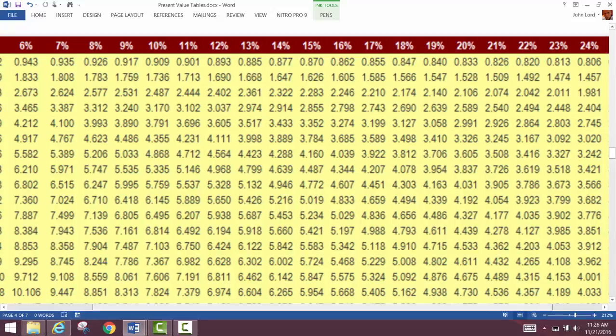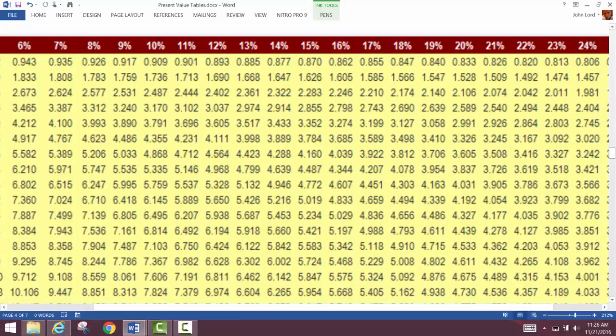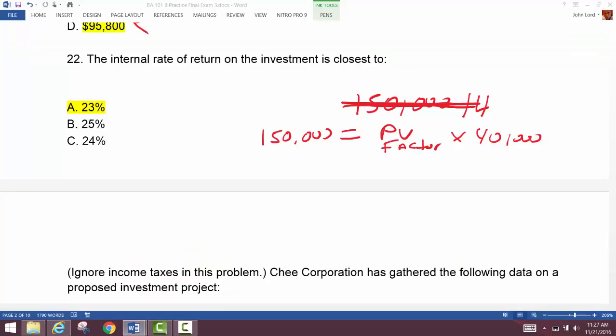So this number, this internal rate of return, is somewhere between 23 and 24, isn't it? If 3.75 is a factor, it's somewhere in between those two numbers. Okay? And so what happens? I come back and I look at the question, and I do get 24% sitting there. So now I'm like, okay, how am I supposed to know if it's 23 or 24?